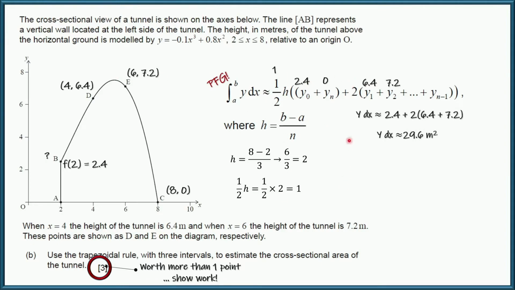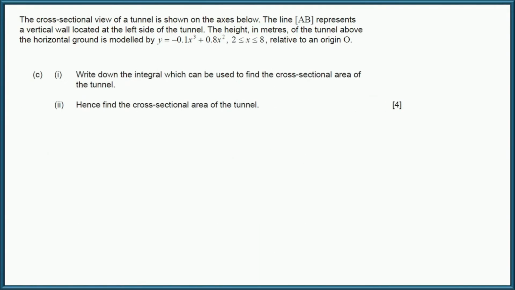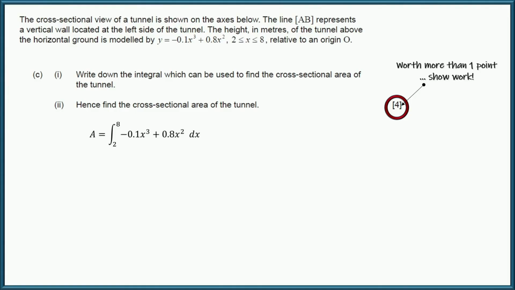So we're approximately plugging that into our calculator: 29.6 square meters. That's pretty cool. All right, now this next part, it says write down the integral that you're going to use to find the cross-section of the tunnel, and then hence, find the cross-sectional area of the tunnel. Well, that's worth 4 points, so we're going to show some work. This is the integral you're going to use, and then you're going to plug that into the calculator.